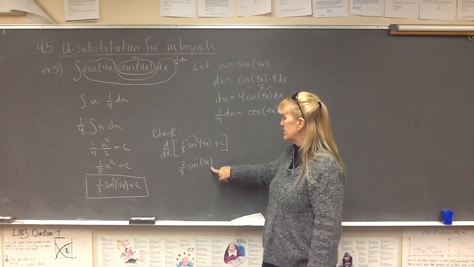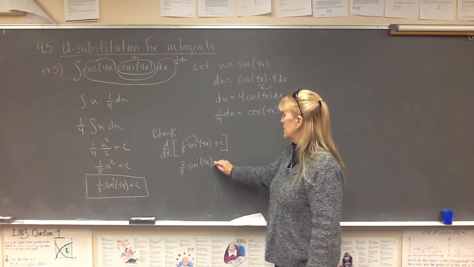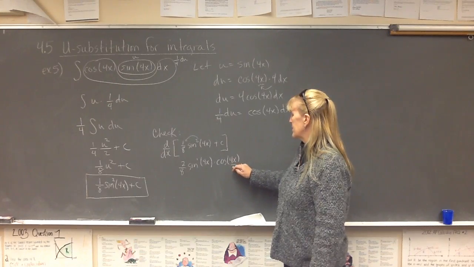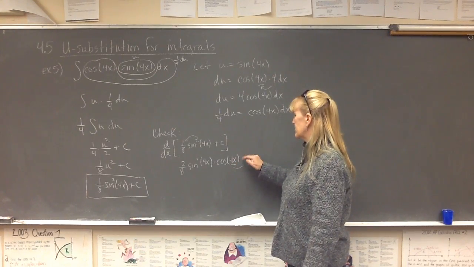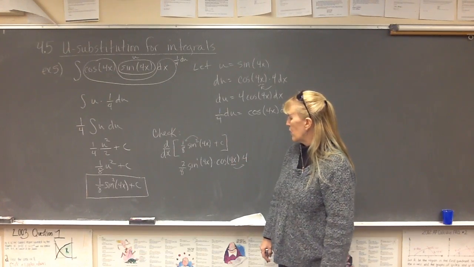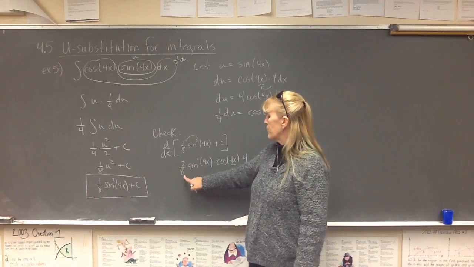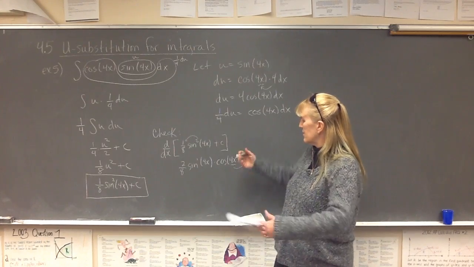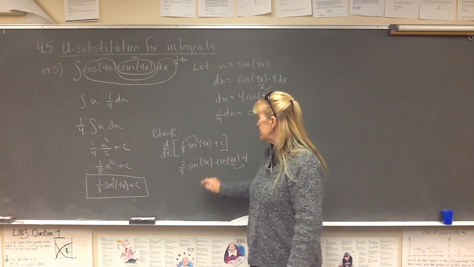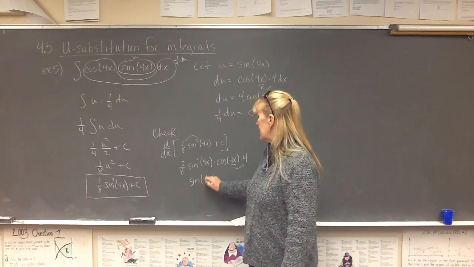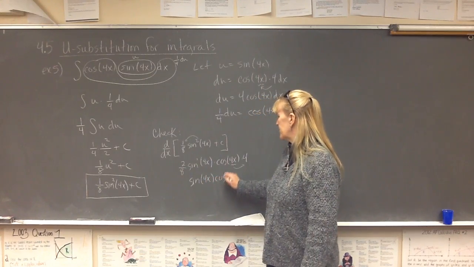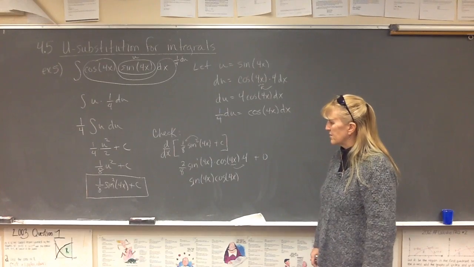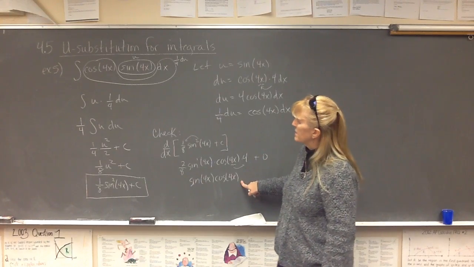Now, what is the derivative of sine of 4x? That's cosine of 4x. Now times the derivative of 4x, which is just plain old 4. So 2 over 8 is 1/4. Multiplied by this 4 makes all those numbers go away. And you just end up with sine of 4x, cosine of 4x, and I know I didn't say it, but plus 0. So I end up with the same thing I started with.